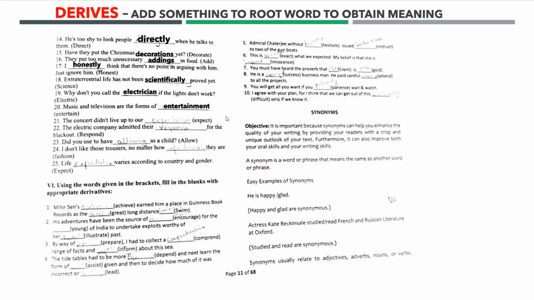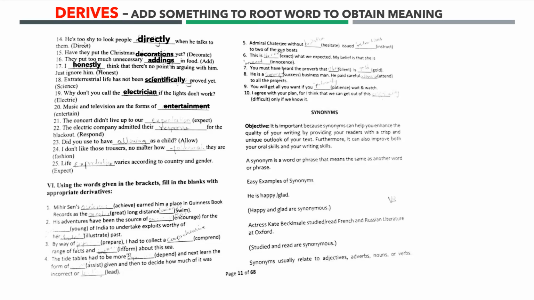Then we have derivatives. We know that every word is derived from another language or a root word. It will have a root word. Here, we'll have to add something to the root word so that it can give meaning to the sentence. For example, here we have some sentences along with the root word given. Using the root word we have to add something to it which will give meaning to the sentence.